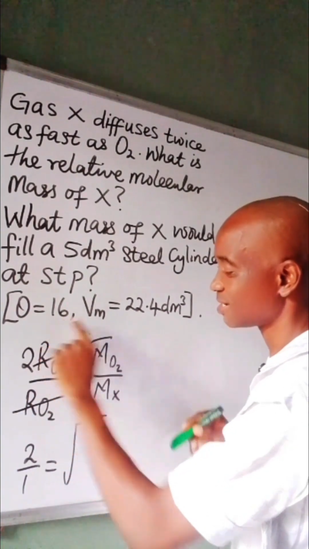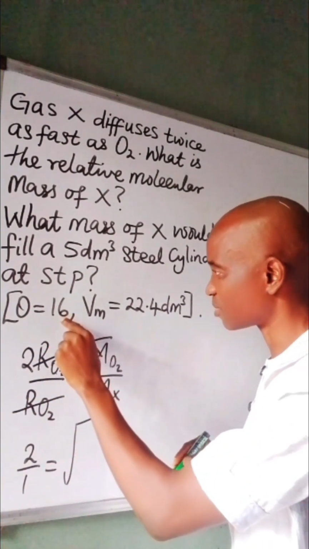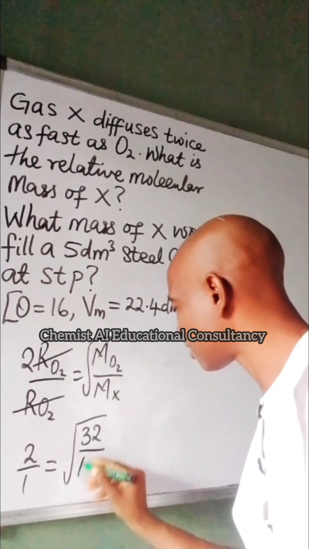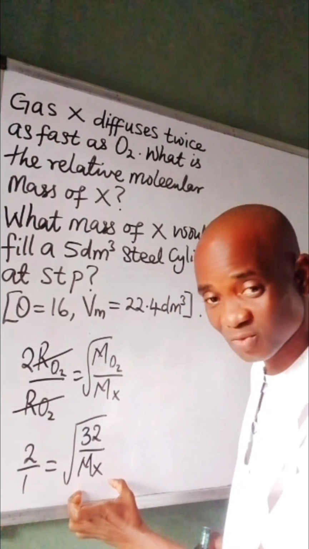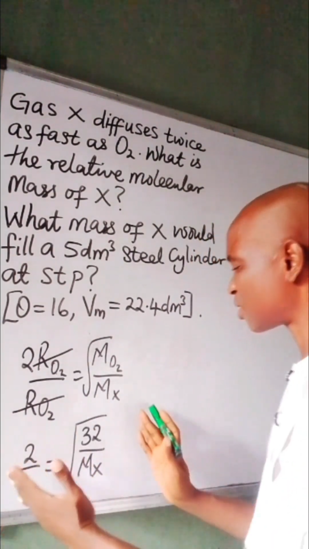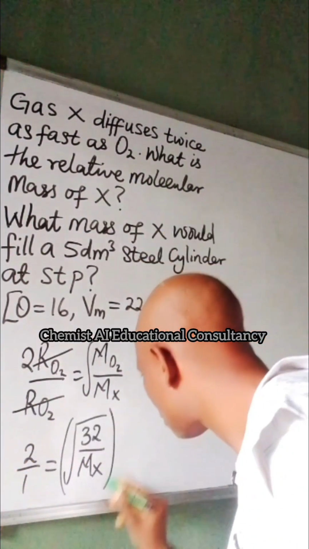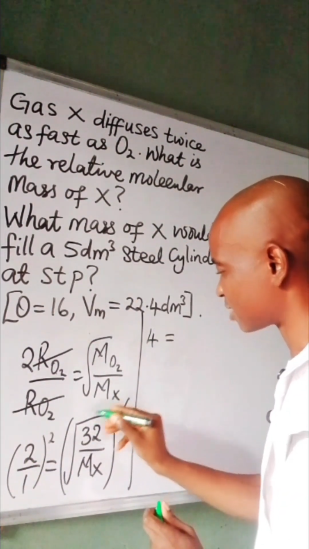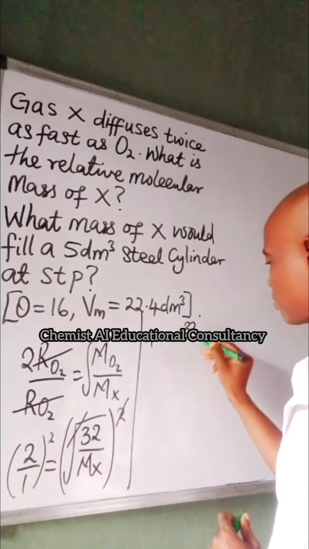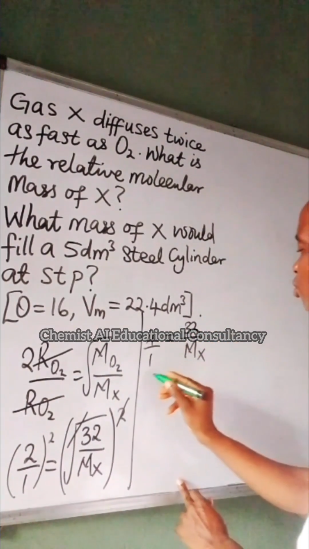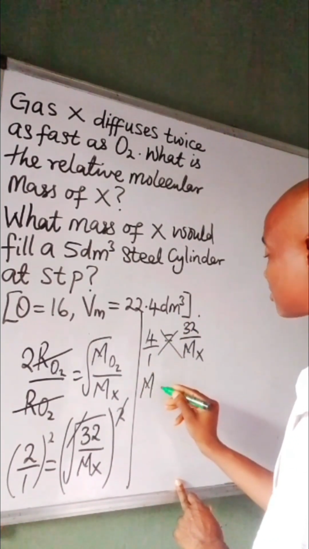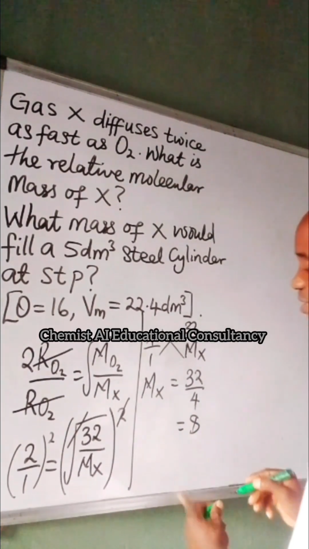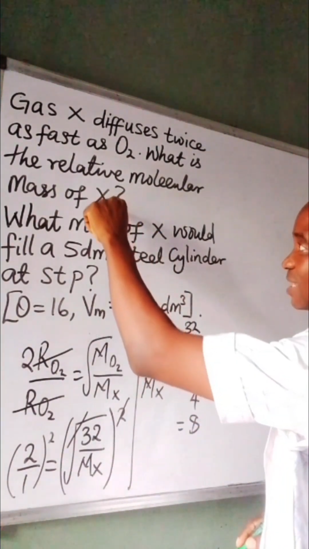Atomic mass of oxygen is 16 and oxygen is a diatomic gas. So you multiply 16 by 2 and you have 32 over molecular mass of gas X. This is what we were asked to calculate, right? So when you have this, you quickly square both sides. And what we are going to have here is 4 equals, square will cancel square root, and we have 32 over molecular mass of X. So that when you cross multiply, molecular mass of X equals 32 divided by 4. And that is 8. You see, the molecular mass of gas X is 8.